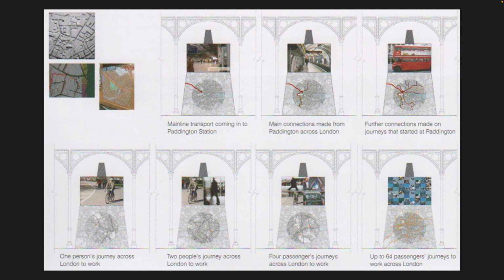Once it gets into there, these are other main connections that are made from the station across London. We have additional connections here. To move down there, there's a single person's journey across London to work. Then we have 2 people going, we have 4 passengers going, and then lastly we see where 64 different passengers end up going. So we can start to look at how it is going to go in there and play.